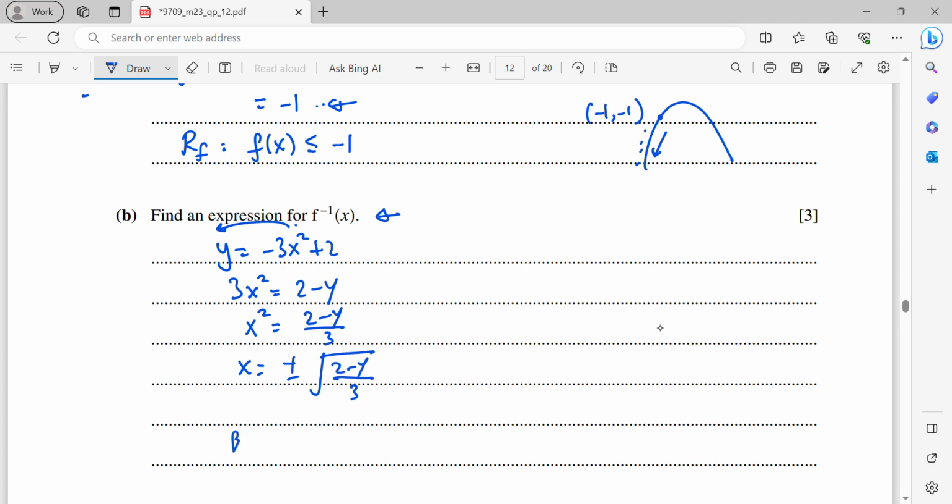Okay, now my f inverse. For the f inverse, you cannot choose both plus or minus sign. That's why it depends on your range. So since your range is less than or equal to -1, I will be choosing negative instead of plus. Then the y will be replaced by x. And this is my inverse function for f.